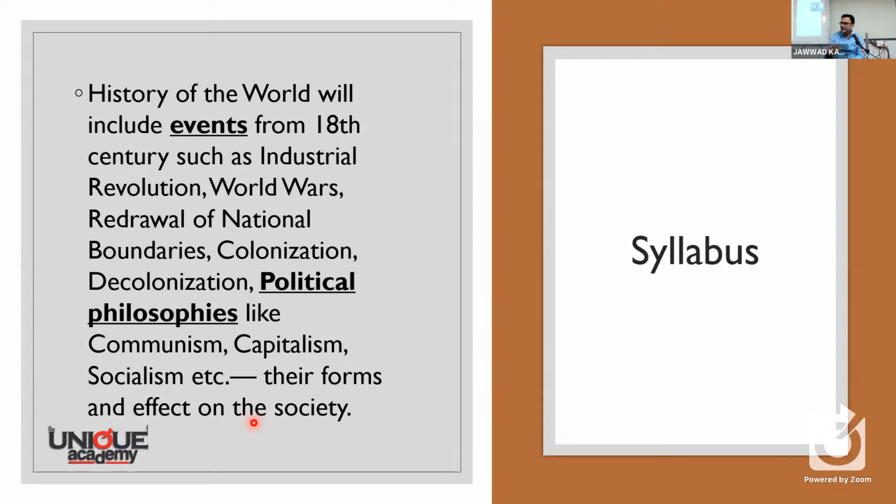Okay. If we read the syllabus carefully, you will see there are some specific topics that have been mentioned by UPSC. Topics like Industrial Revolution, directly mentioned. World Wars, clearly mentioned. Redrawal of national boundaries, clearly mentioned. Colonization and decolonization. So these are 6 odd topics that UPSC has itself specifically mentioned. Okay? But if you see the previous phrase, it says history of the world will include events from 18th century such as. So these are like examples. Okay, this is not the exhaustive list as such.